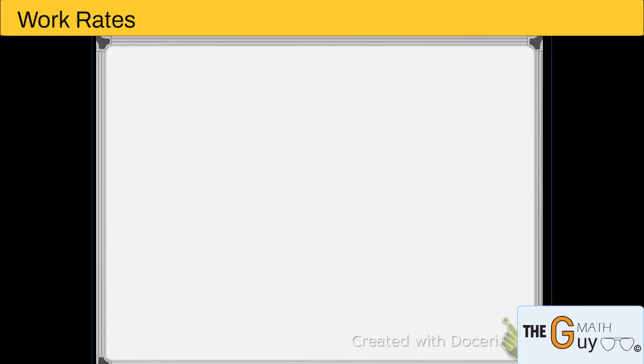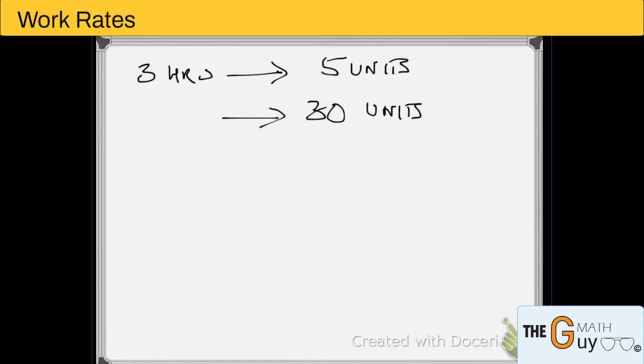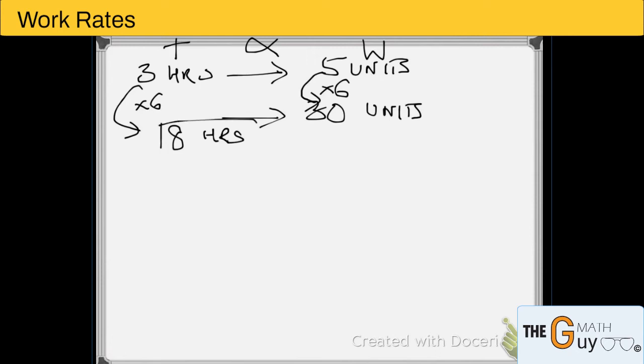Every 3 hours, 5 units are getting filled. So to fill 30 units, how much time would it take? Notice, this is time and this is work, and time and work are directly proportional to each other. If 5 times 6 is 30, then the time taken should be 3 times 6, 18 hours. And that's the answer. That's how you do a work rate time problem. This was a slightly complex problem.